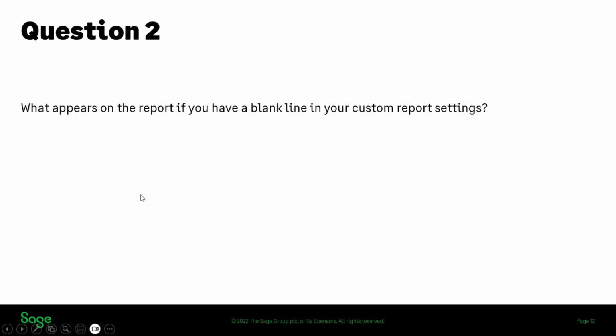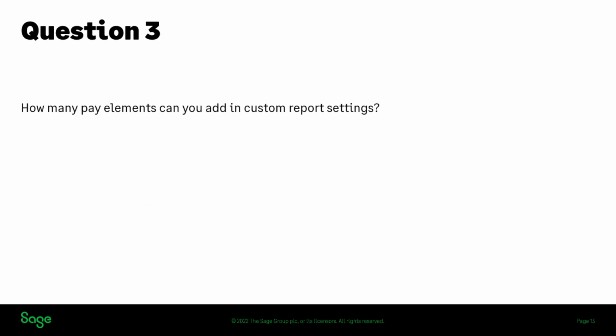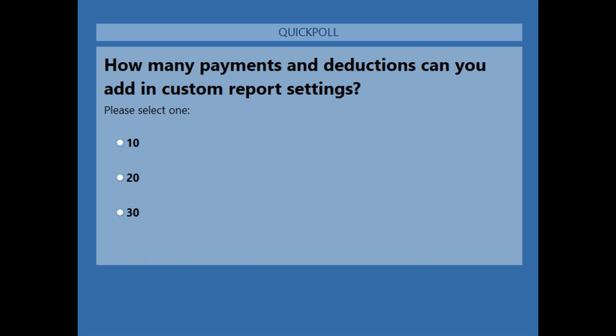Okay, now time to move on to the third and final question, which is how many pay elements can you add in a custom report settings? So how many pay elements can you add in a custom report settings? So let's launch that one. So we're looking at pay elements. Okay, so is it 10? Is it 20 or is it 30? Now these 3 answers are all up to figures. So is it up to 10, up to 20, or up to 30?